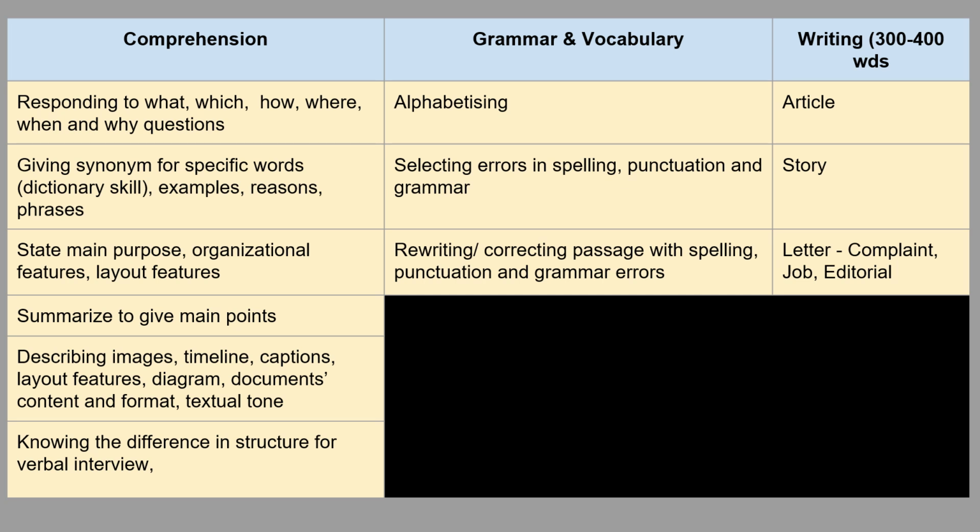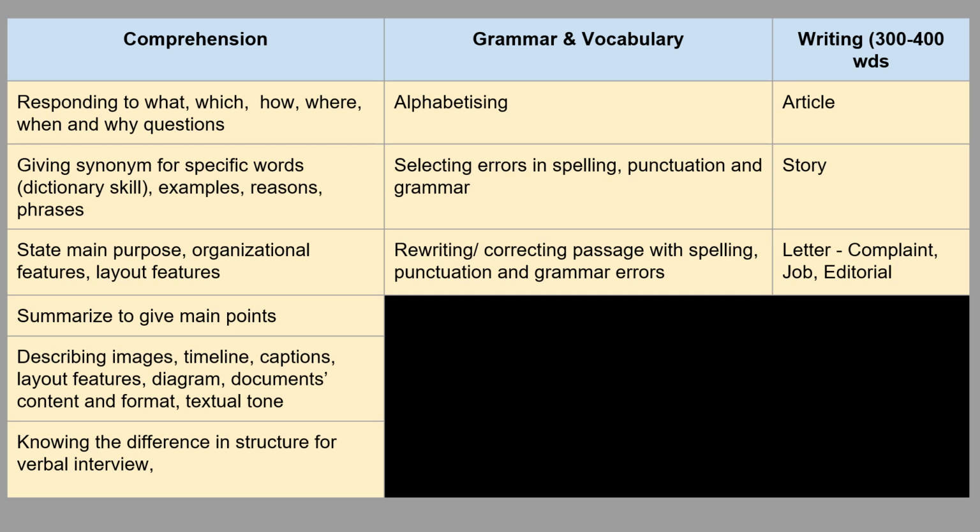You also have to give examples, reasons, and phrases in specific contexts given. You are expected to state main purpose, organizational features, layout features. You're asked to summarize or give main points, and you're asked to describe images, timeline, captions, layout features, diagrams, documents as given in relation to the comprehension. Remember, there are three of them, so you have to look at the content and the format and be able to respond accordingly. Then you have to give the textual tone of these documents wherever asked.